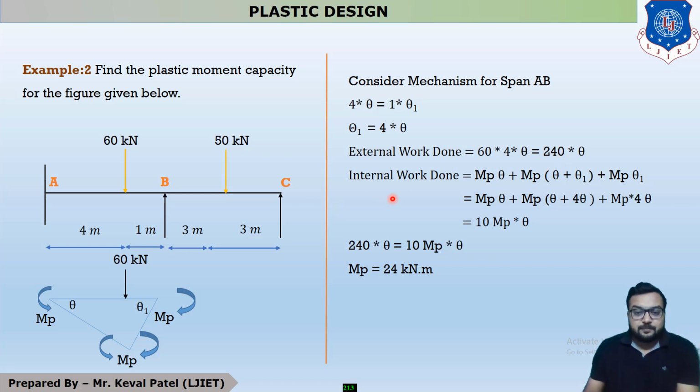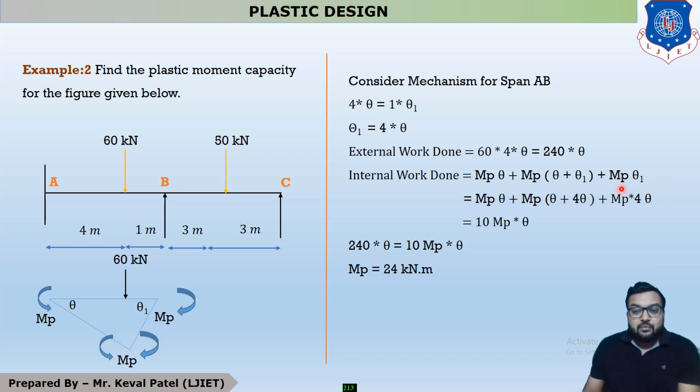Now your internal work done. This is your fixed support, and a fixed support takes moment, so at this point it is MP into theta. Under the point of load it always takes moment, so at this point it is MP into theta plus theta 1. Your B support is an intermediate support, and an intermediate support is considered as a fixed support, so this point also takes moment. So your internal work done equation is MP theta at point A, MP into theta plus theta 1 under the point of load, and MP theta 1 at point B.